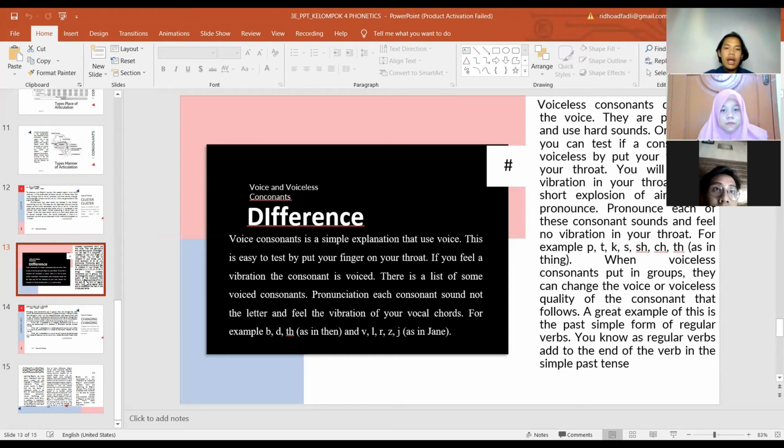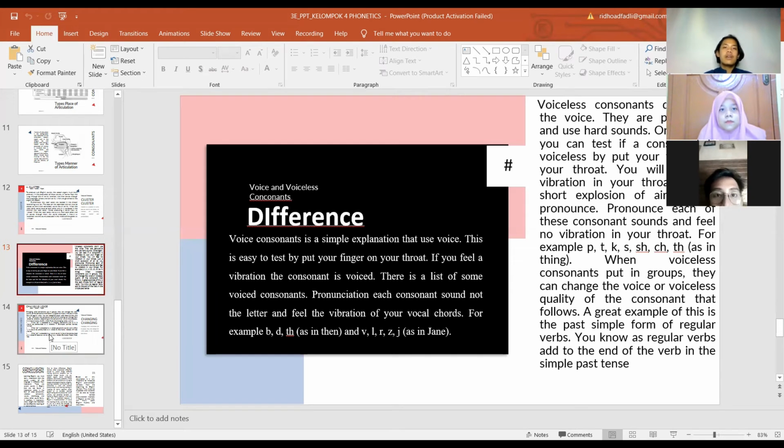and TH as in thing. When consonants are put in groups, they can change the voiced or voiceless quality of the consonant that follows. A great example of this is the past simple form of regular verbs. You know, regular verbs add -ed to the end of the verb in the simple past tense.